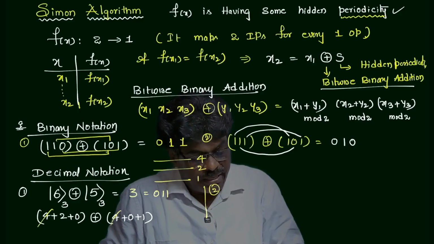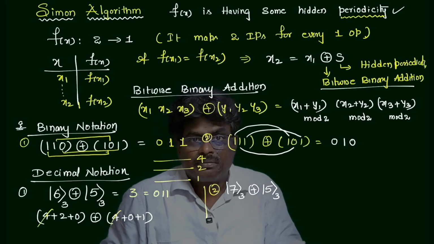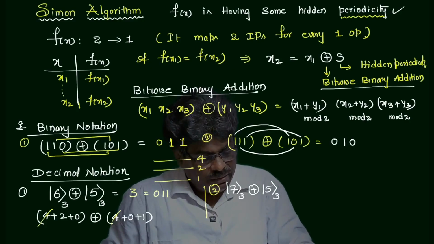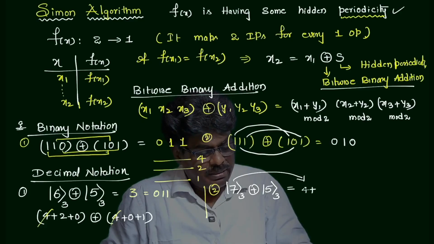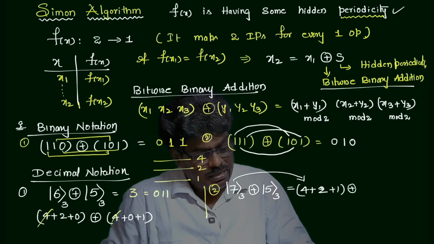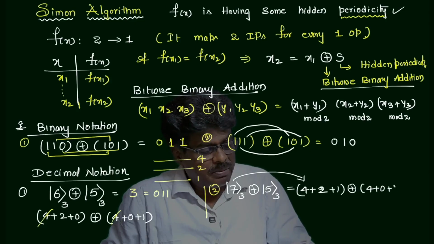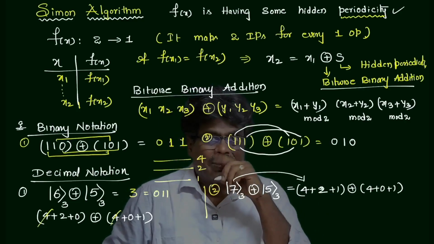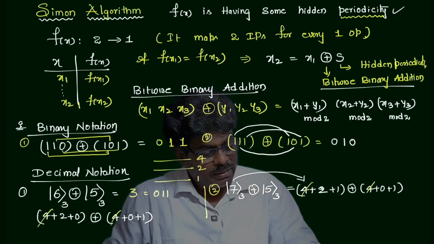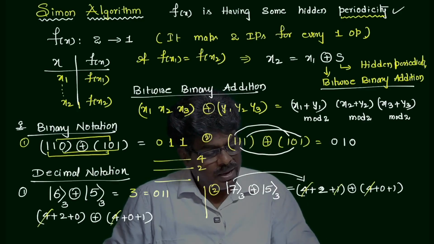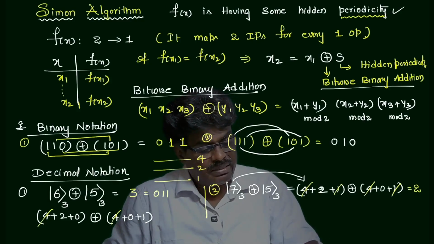Now let us try one more. Here the second one I am taking is 7, 3 qubits, XOR 5, 3 qubits. Right? So this is nothing but 7. How to write 7? 4 plus 2 plus 1, XOR 5, which is 4 plus 0 plus 1. As I said, cancel the common numbers. 4 is common, cancel in both. Next 1 is common, cancel in both. Then we will get 2. So exactly this is also 2.